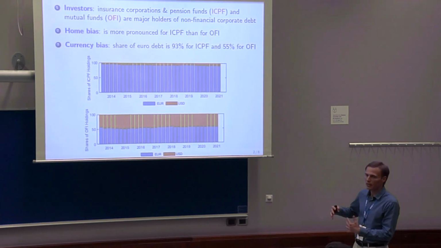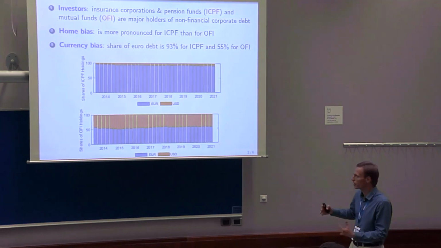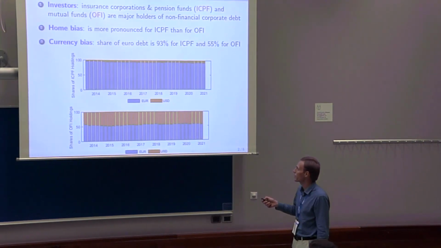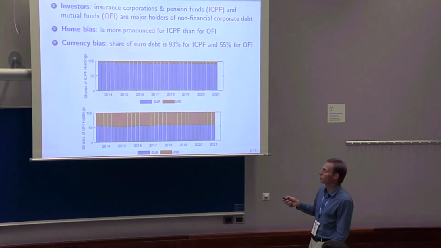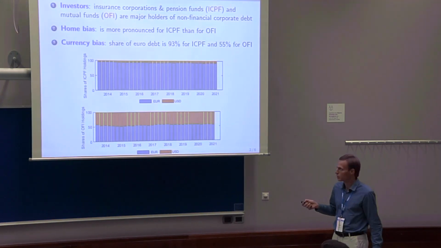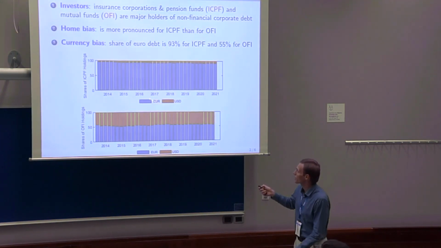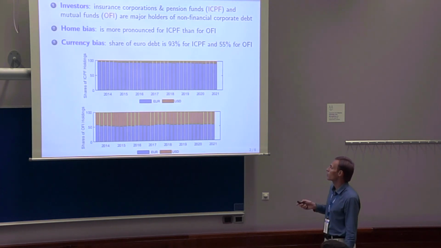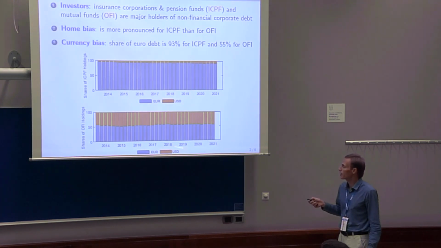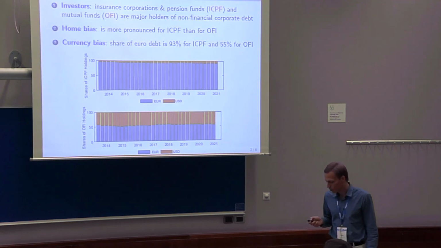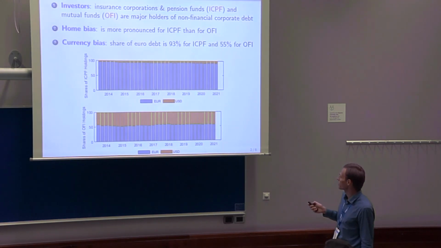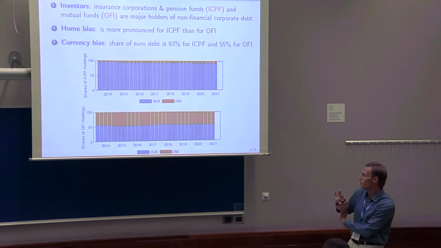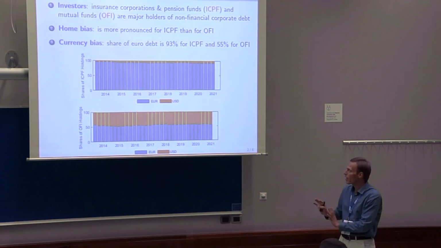And finally, this follows the recent issue about currency bias. We see that currency bias is actually even more pronounced, right? In a way, it dominates this home bias. What matters is not where the issue is located, but in which currency the debt is denominated, right? So effectively, pension funds and insurance companies hold only euro-denominated debt, while the mutual funds hold both euro-denominated and dollar-denominated assets.